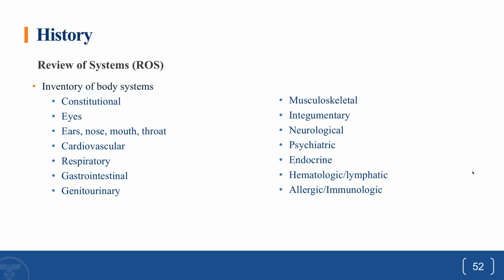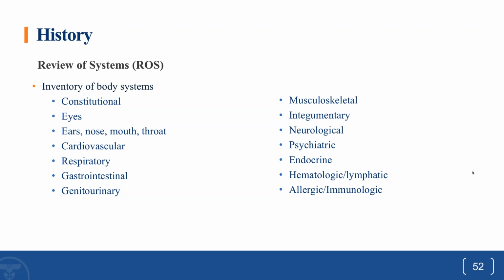So problem pertinent, that means they're talking about one body system, right? Problem pertinent is one body system. Extended, an extended review of systems means that they're going to evaluate 2 to 9 body systems, right? And then a complete review of systems is going to be 10 plus, right? So 10 or more. Okay, got that? I wrote that in the chat box.